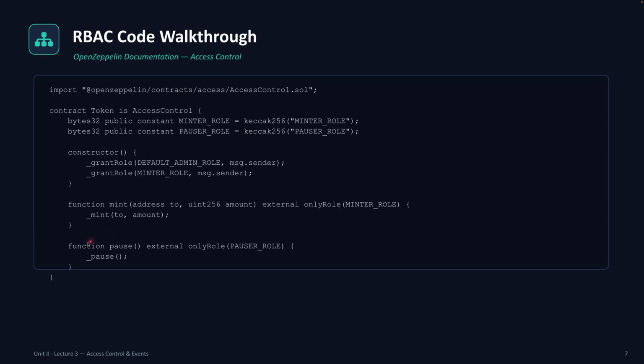Then secondly, we have a pause function. Now this pause function can only be called by a wallet address that has a pauser role. Have a close look at onlyRole. This modifier is also defined inside OpenZeppelin's AccessControl smart contract. So the easiest and the simplest way to make use of access control inside Solidity is to inherit your contract from OpenZeppelin's AccessControl smart contract.